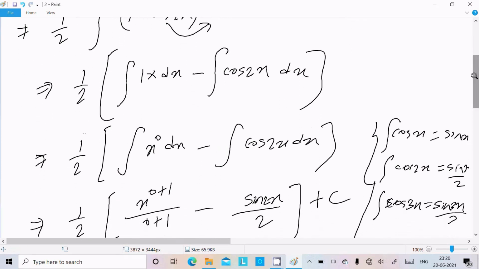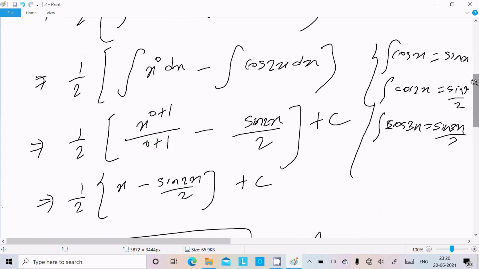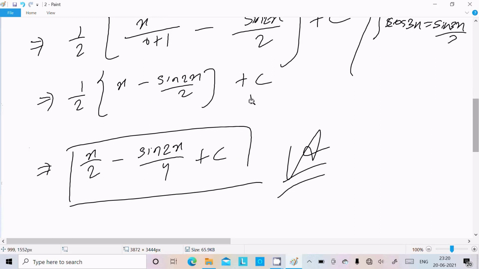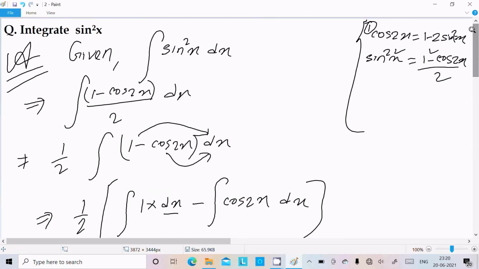So 1, anything has the power 0 we can write 1. It's like a power 0, y power 0, x power 0, z power 0. Since in this place dx is there, we can include x power 0. After that here minus cos 2x dx, and x power 0 integration that is 0 plus 1 divided by 0 plus 1, cos 2x integration that is sin 2x divided by 2, and after doing some calculation either you can leave this or if you want to multiply 2 you can also do that. So this is the way we can easily achieve the integration of this question.